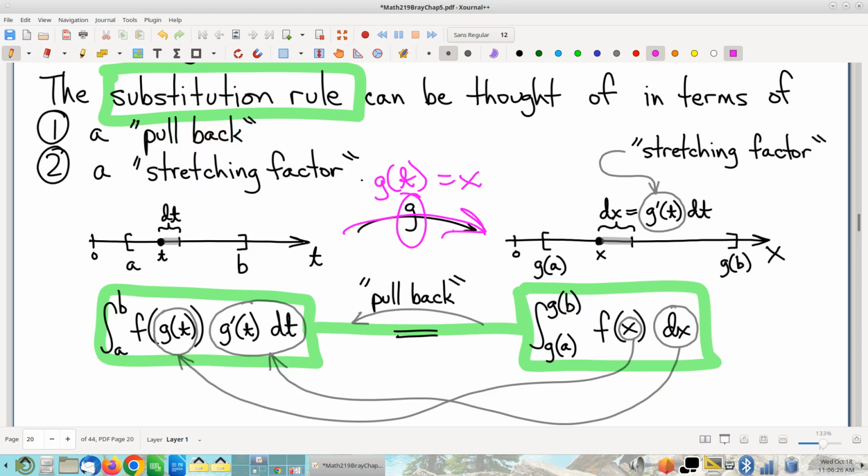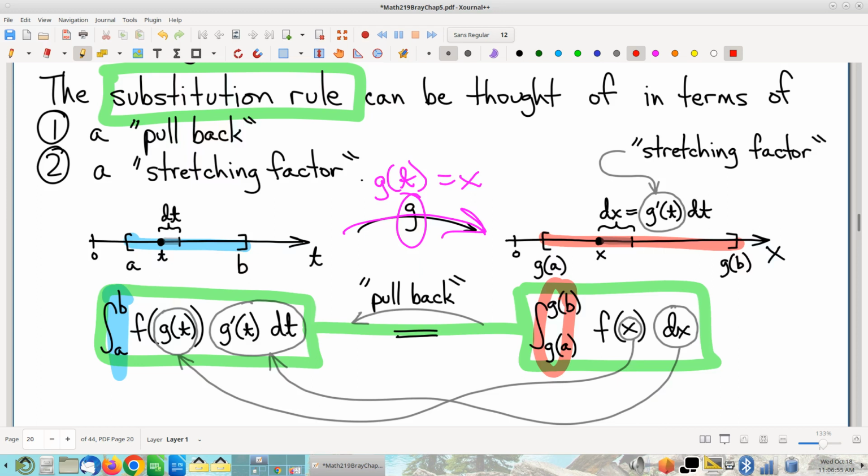And in particular, that allows me to take this interval from A to B on the t-axis and think about what its actual image is. Its actual image over here, of course, is g of A to g of B. Okay. Let's think about this more geometrically and less algebraically. So there's a couple things going on with this geometric point of view.